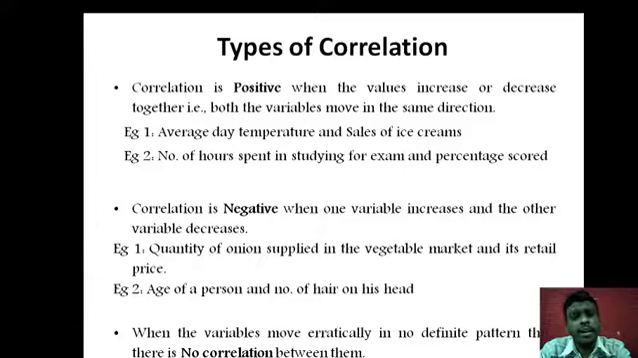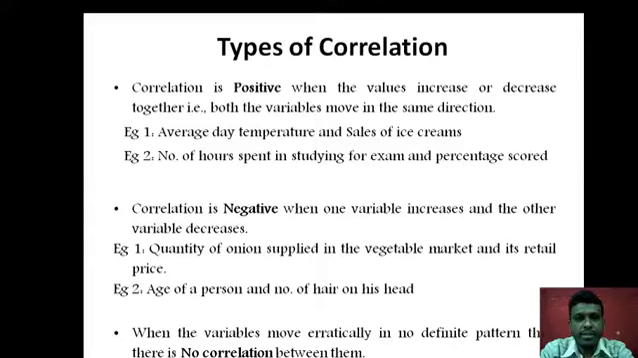There may be certain variables which are not related to each other. When we are studying correlation, it does not mean that all the variables are related to each other. There are many variables that may not relate to each other. When variables move erratically in no definite pattern, then there is no correlation between them. This is also termed as zero correlation.